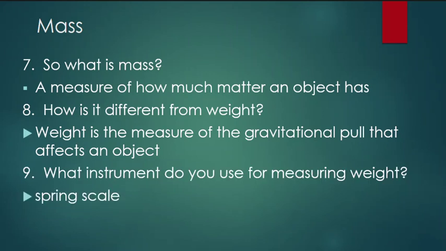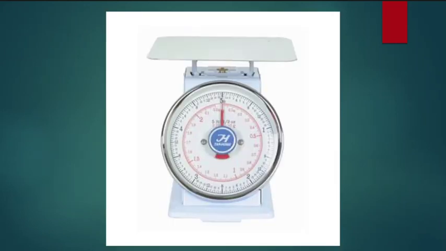The instrument that we use to measure weight is called a spring scale. That is a spring scale. So the heavier something is, which is what Oz used the word heavier, the heavier something is, the further along it's going to push this dial.